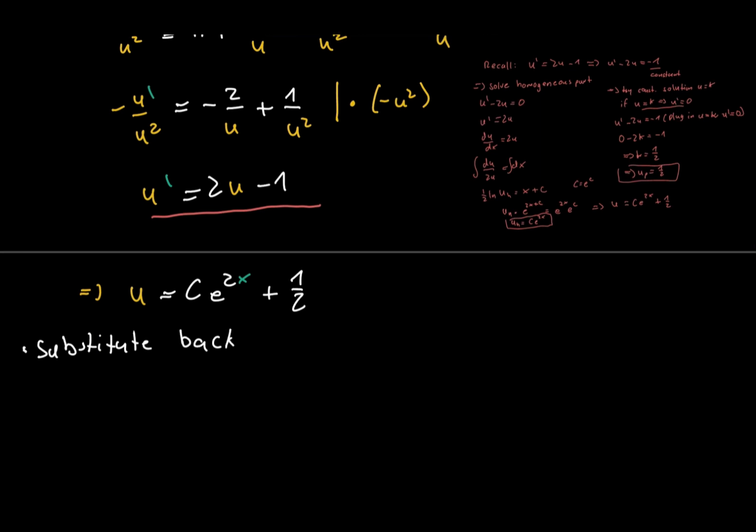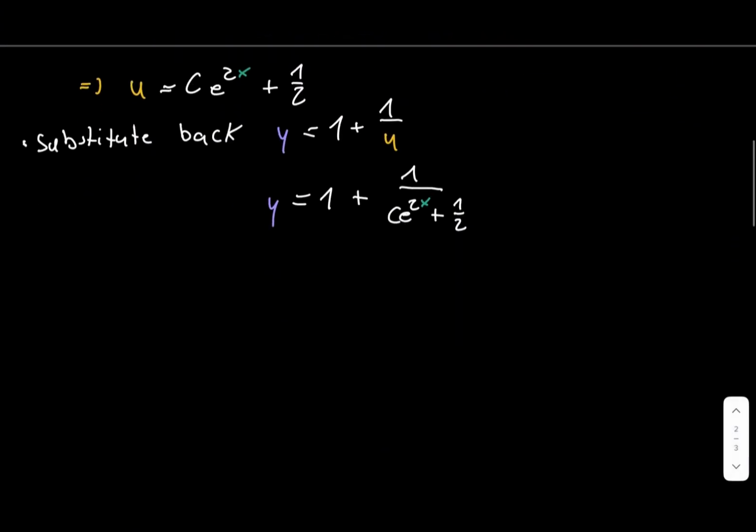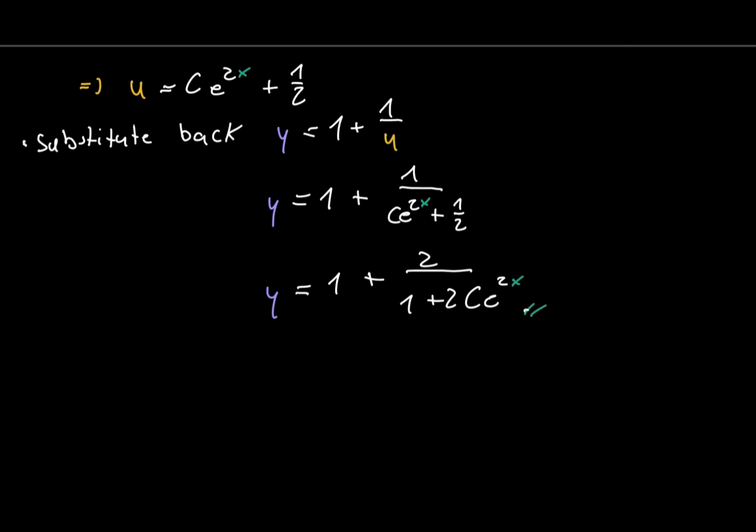Now return to y. y equals 1 plus 1 over u. So y equals 1 plus 1 over (c e to the power 2x plus 1 half). Multiply top and bottom by 2. So the final answer is y equals 1 plus 2 over (1 plus 2c e to the power 2x).